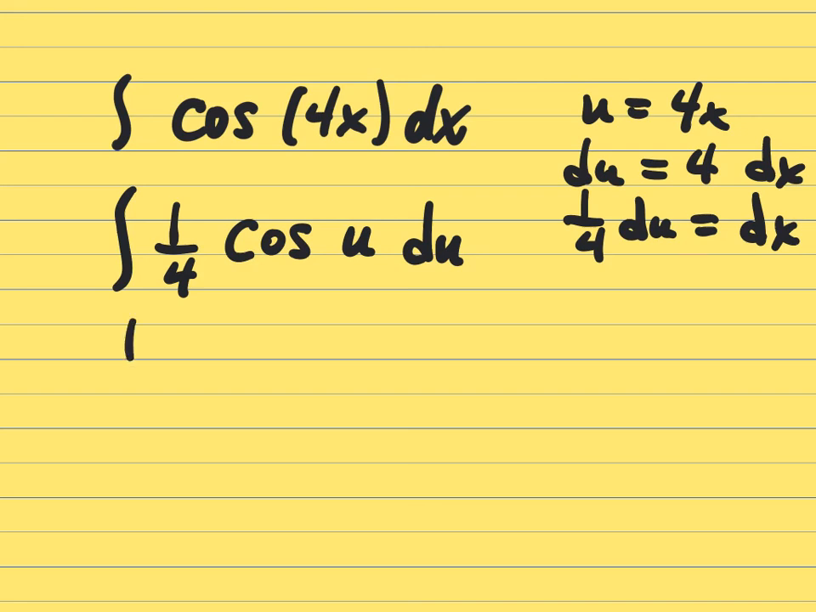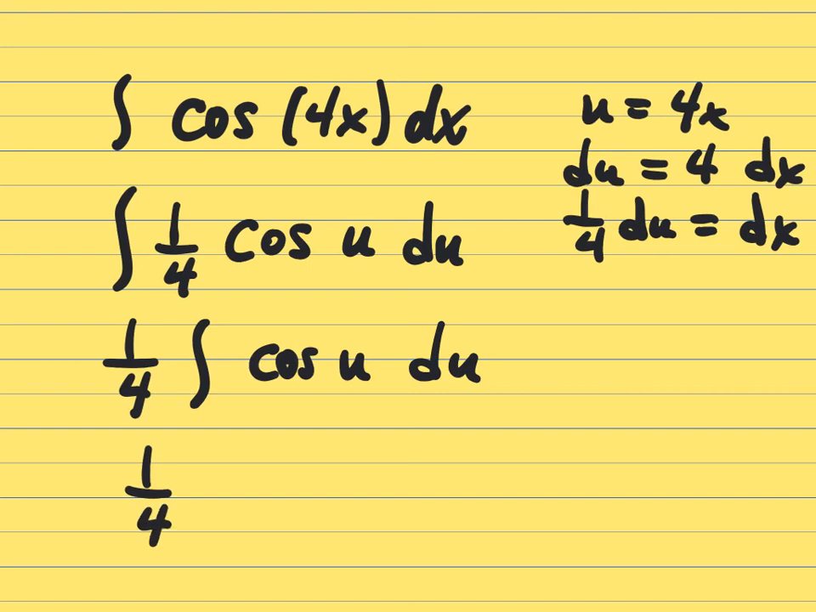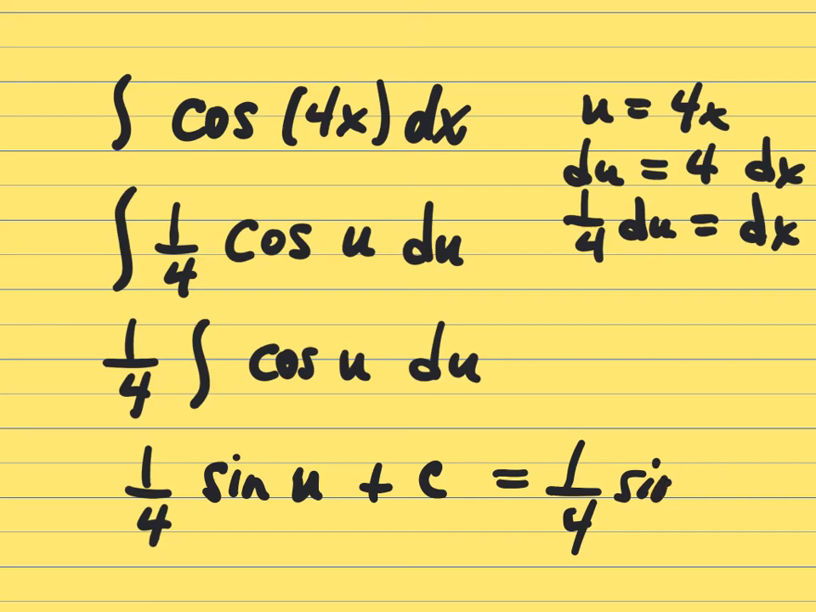Move your constant out. The antiderivative for cosine is sine. And then we put the original angle back in. So we're going to have 1/4 sine of 4x plus c.